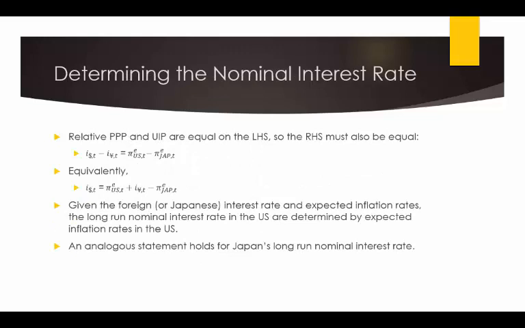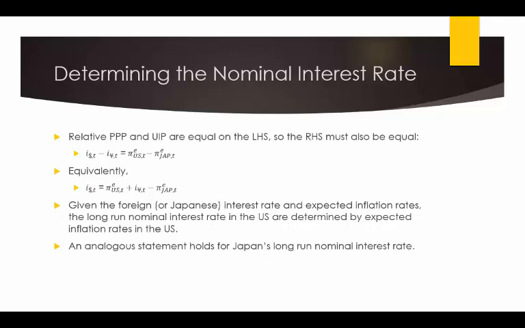Substituting the interest rate differential for the expected depreciation of the exchange rate in the relative PPP formula, we have that the interest rate differential is equal to the expected inflation rate differential in the two countries. By rearranging this, an expression for the interest rate can be obtained for both countries. And because it involved the use of relative PPP, this is an expression that's expected to hold in the long run.